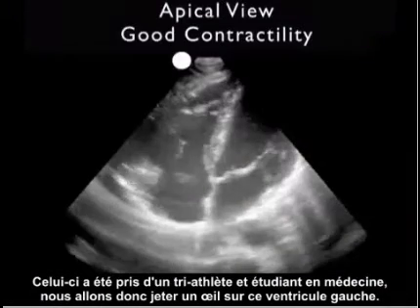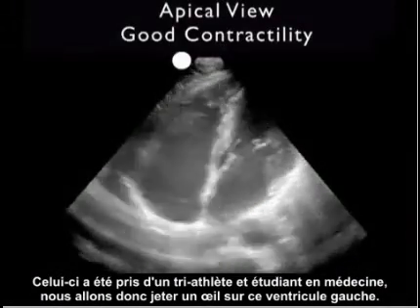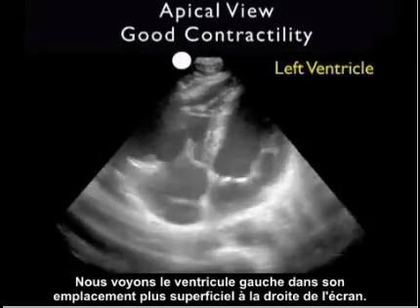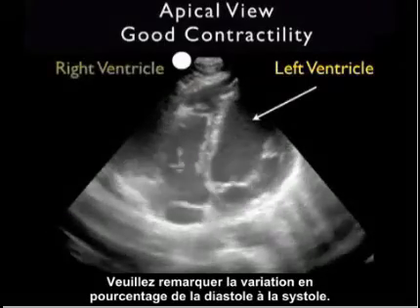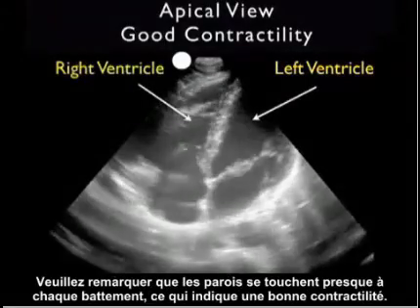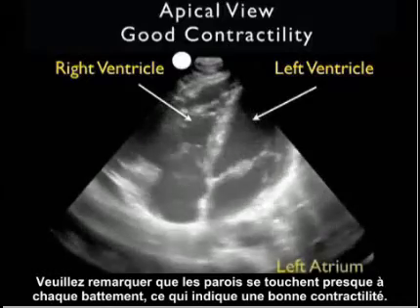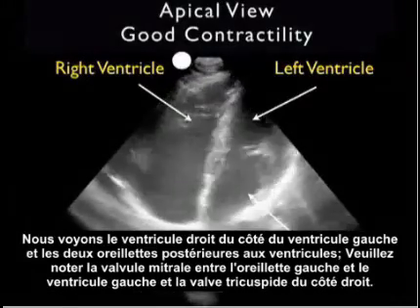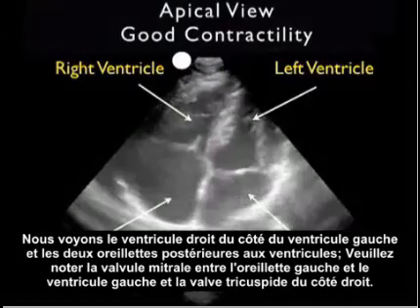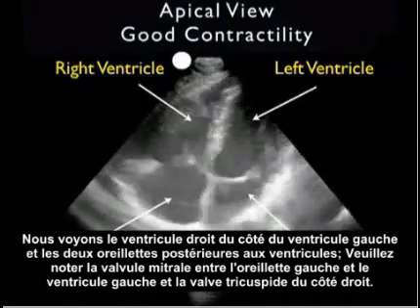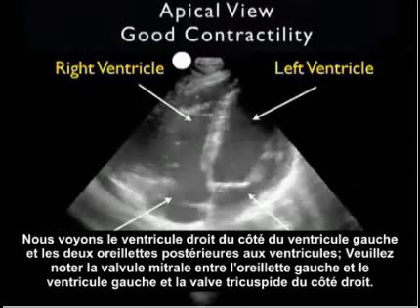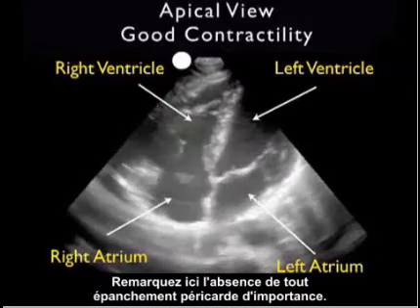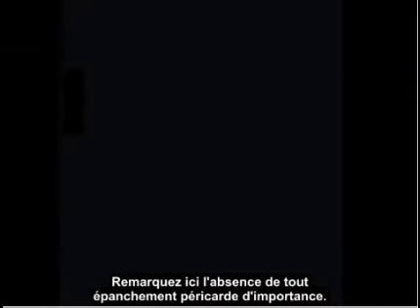This is taken from a medical student triathlete, so let's take a look at that left ventricle. We see the left ventricle in its more superficial location to the right of the screen. Notice the percentage change from diastole to systole. Note the walls almost touch with each heartbeat, indicating a good contractility. We see the right ventricle to the side of the left ventricle and the 2 atria posterior to the ventricles. Notice the mitral valve in between the left atrium and the left ventricle and the tricuspid valve to the right side. Notice here the absence of any significant pericardial effusion.